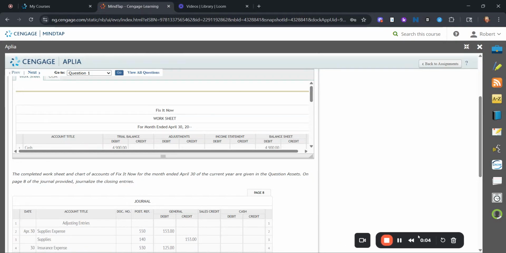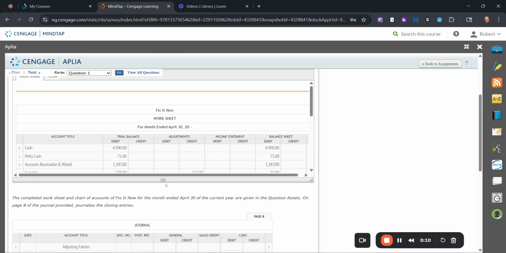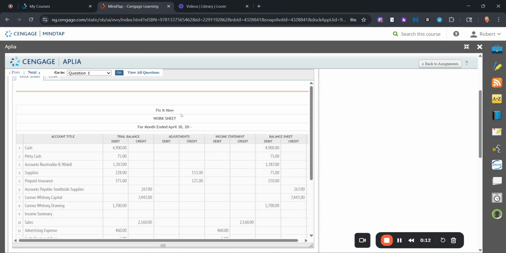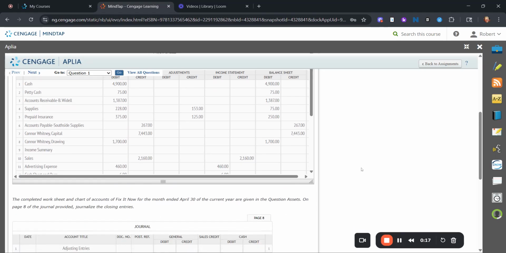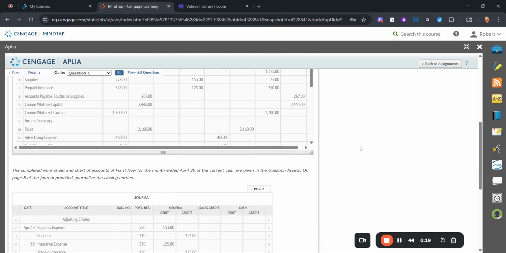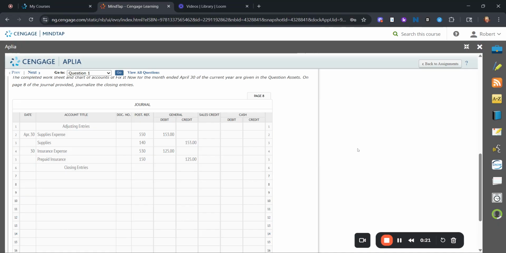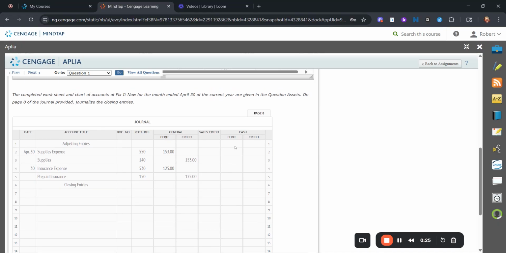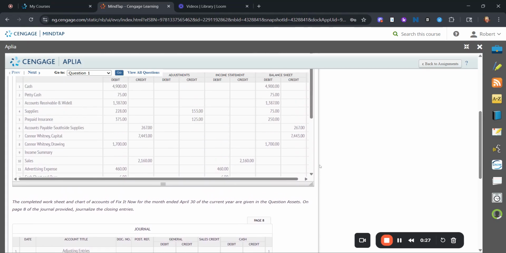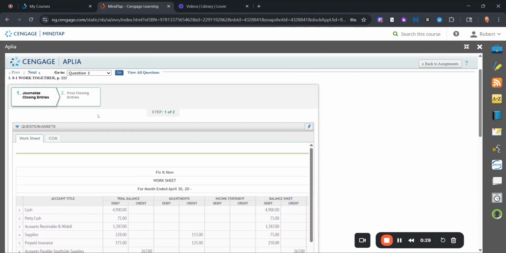Okay, here we have the 8-1 work together. We've got our worksheet from chapter 6 for Fix It Now. Now what we're going to do is post the closing entries from our worksheet to the journal for step 1, and then in step 2, we're going to post those closing entries to the ledgers for the accounts.